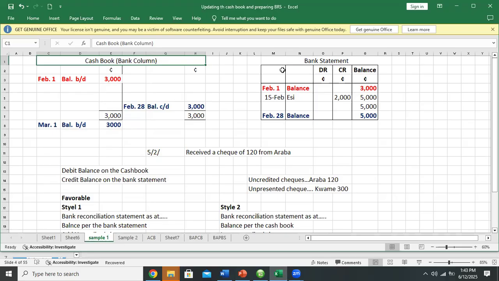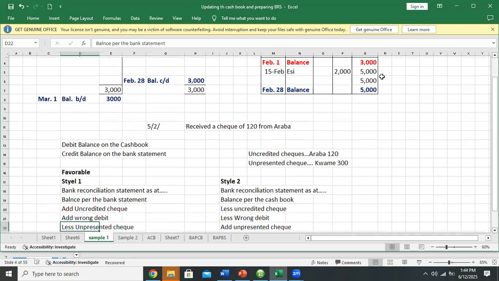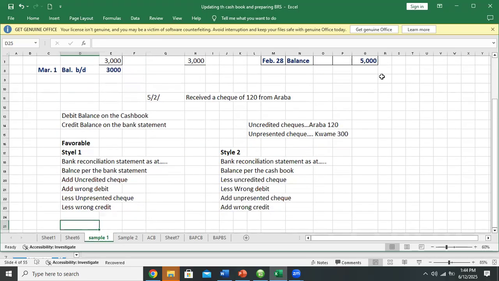It depends on which style you choose, because that will determine whether you are supposed to add or less. And I think I have demonstrated that with the numerous examples that I cited, doing the subtraction and additions on the face of the cash book and the bank statement for you to appreciate. So I tell my students, you can choose one style, because the other style is you turning the first style.